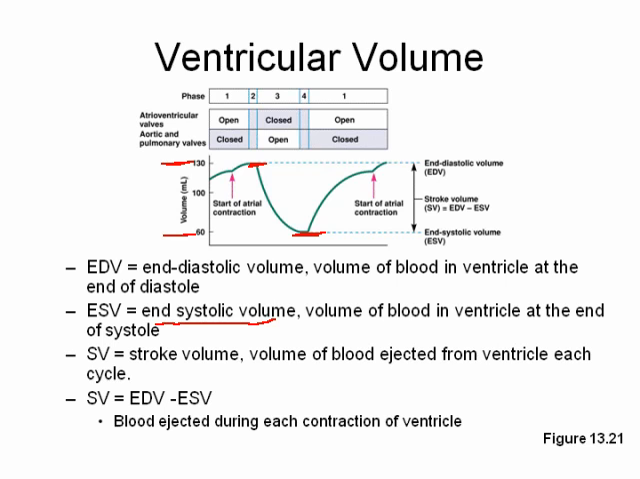So with that, we have what we call a stroke volume. That is the volume of blood that is ejected each time the heart contracts, or during each stroke. And it is calculated by taking the end diastolic volume and subtracting the end systolic volume. This is the amount of blood ejected during each contraction of the ventricle.